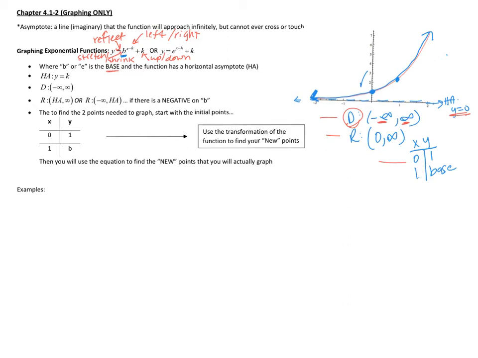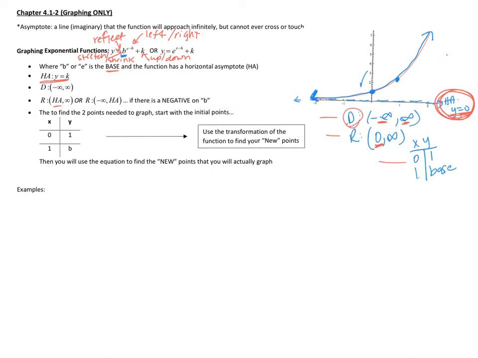However, if we were to move this up or down, up and down is going to affect my y values, which would then affect that horizontal asymptote and the range. As we notice that y equals 0 became the number of our range. So this k value, or this up and down motion, is going to become the horizontal asymptote, and it's going to become what the range is doing.